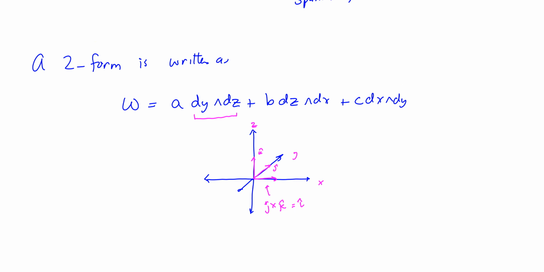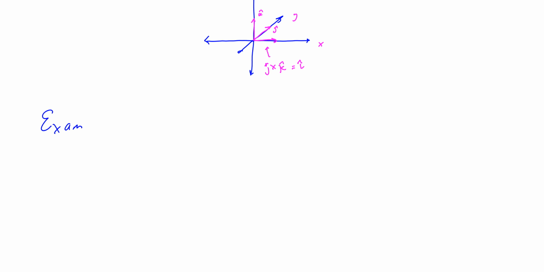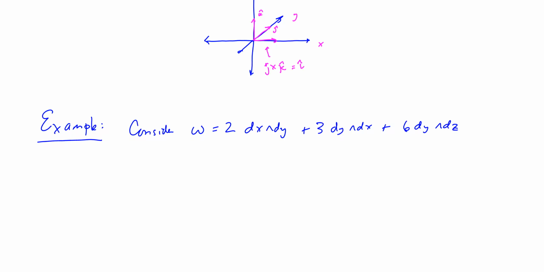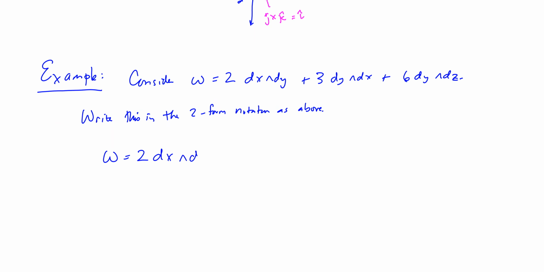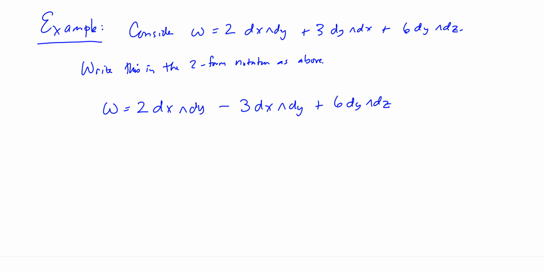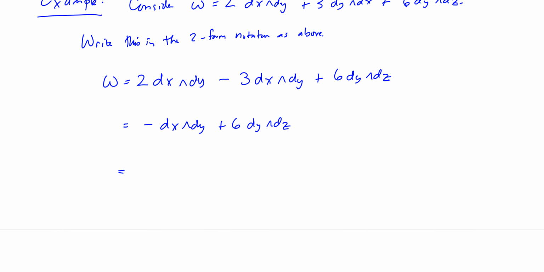Okay, so let's try a couple of examples here. Get used to working with these two forms. So let's first consider, let's make omega to be 2 dx wedge dy plus 3 dy wedge dx plus 6 dy wedge dz, and let's write this in our form. So we want to just use those three vectors above. Note that dx wedge dy was one of the ones we used. Now dy wedge dx was not, but we know we can change the order of that by using a negative sign. So this becomes negative dx wedge dy plus 6 dy wedge dz. And then if we want to write it in the form above, we'll just change the order.